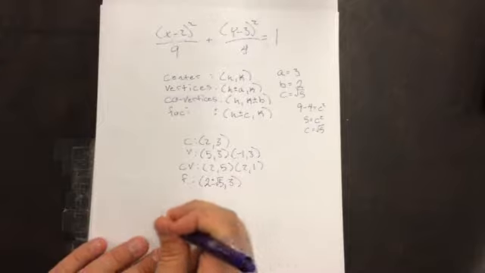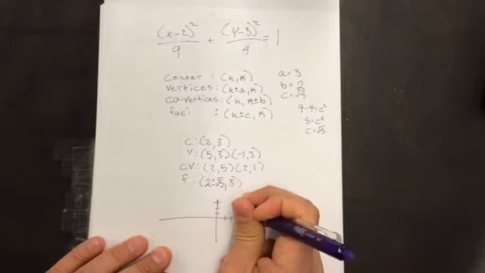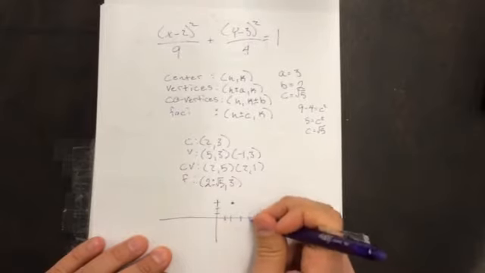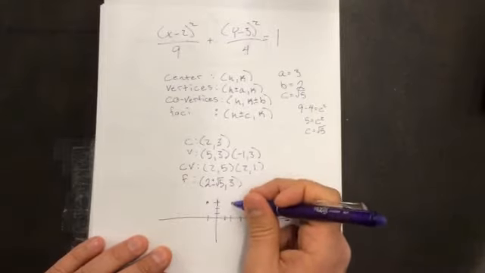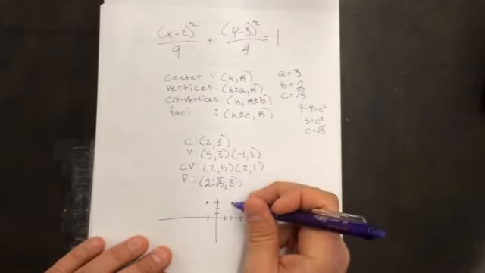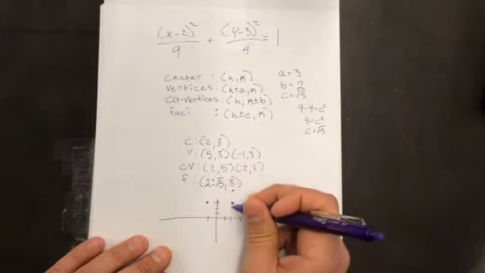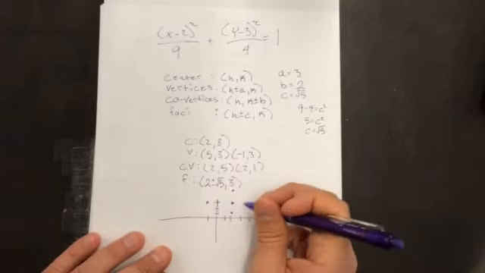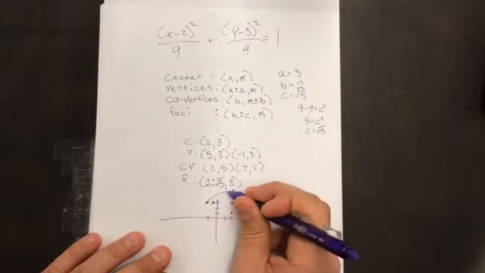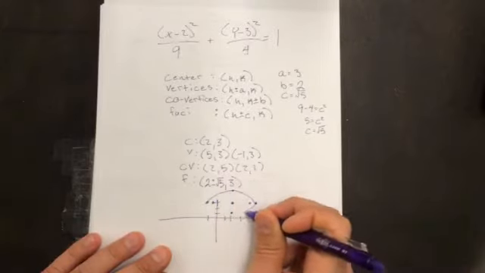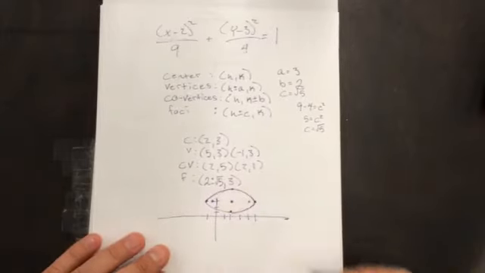If I needed to graph it out, I would start with the center. Center at (2, 3). Vertices at (5, 3), 1, 2, 3, and (-1, 3). Co-vertices at (2, 5), 1, 2, and (2, 1). And then the foci are going to be right here and right here. I don't connect the foci. I'll explain the foci better in class, but I'm just going to connect the vertices and the co-vertices. And that's it. Okay?